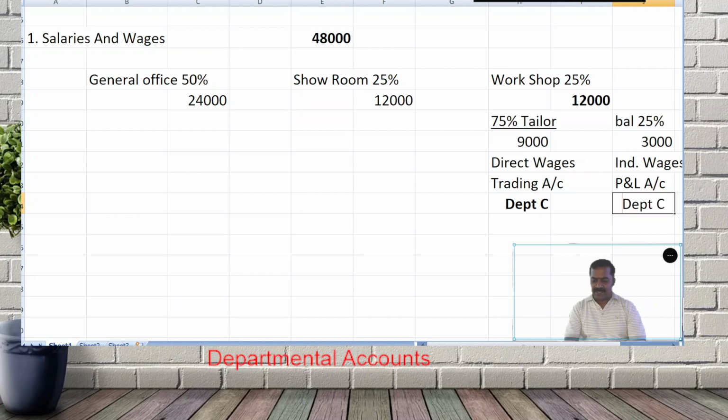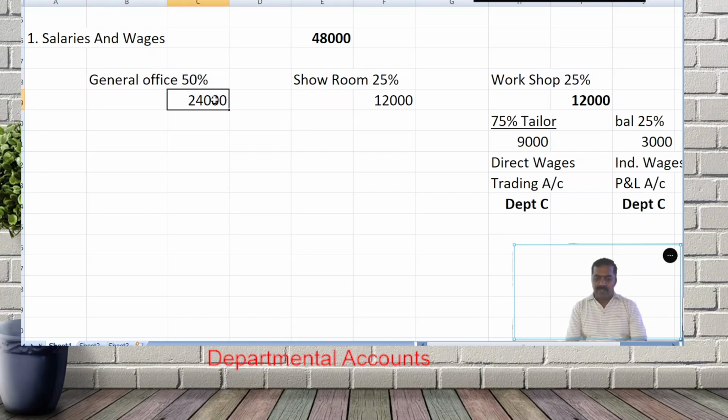Once again I repeat, pay attention. What is workshop in this problem? Department A or B or C? C. What is the wages? 12,000. Whatever you paid for tailoring is which one? Direct wages. Direct wages will come in which account? Trading account of which column? Department C. Balance 25% is which one? Indirect wages. That will come in which account? P&L account of Department C. Okay, unless a student has solved this in the class, very difficult to think this much. Costing come financial accounts. Okay, wait பண்ணுங்க.